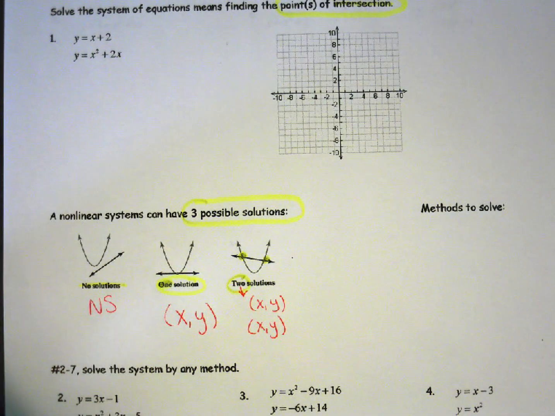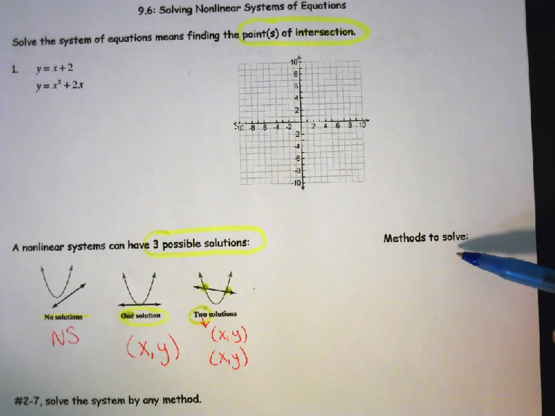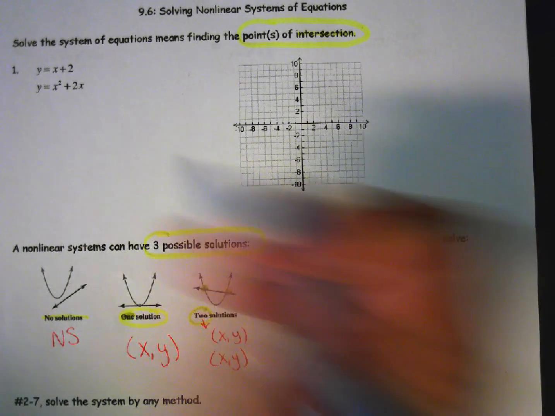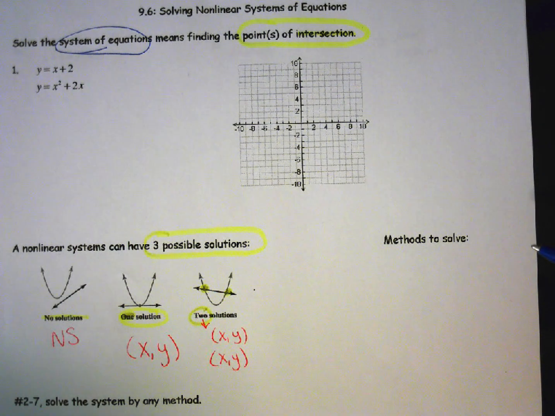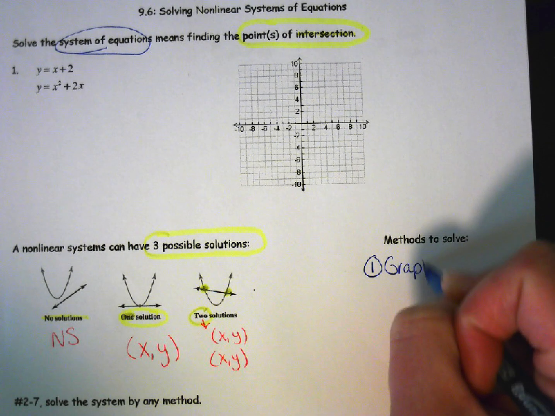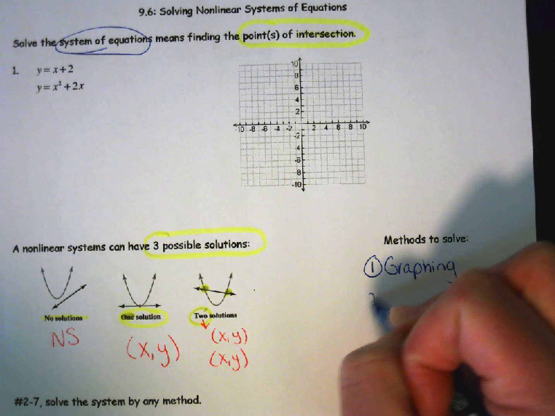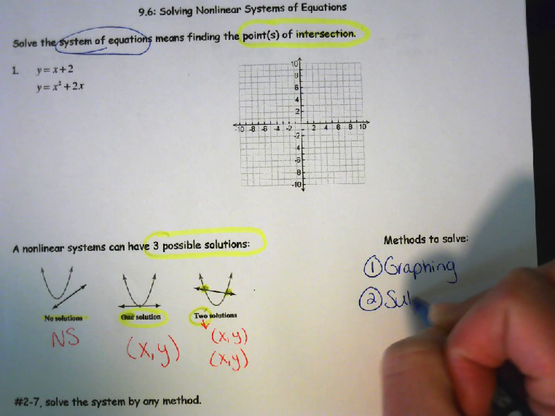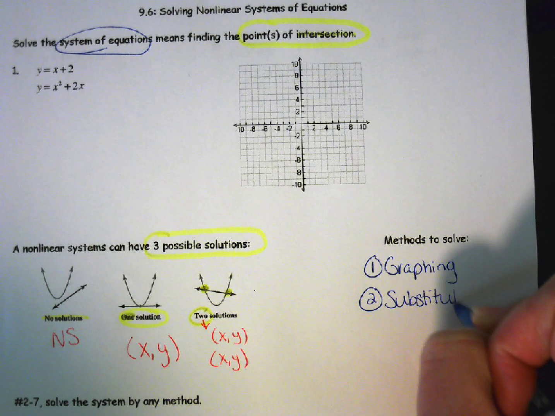Now, methods. The methods that we have here are really the same that you had when you did systems of equations back in Algebra A. So our methods are graphing, substitution, and elimination.